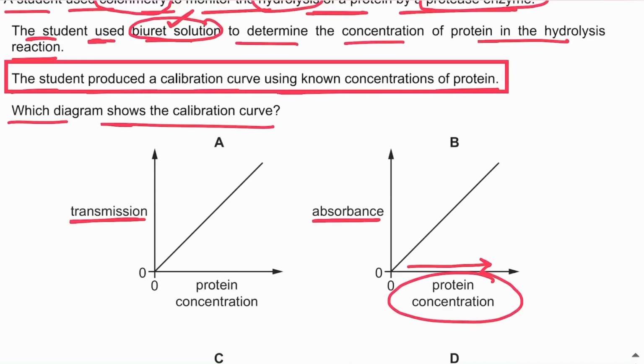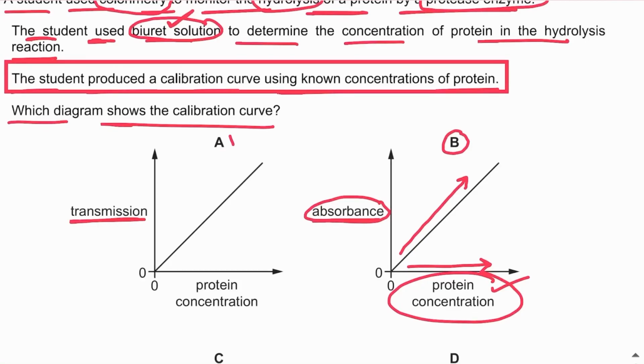So with biuret solution, protein gives a purple color, and the greater the protein concentration, the darker will be the purple color, and there will be more absorbance. So with protein concentration, absorbance of light will increase because the darker the color of the solution, more light will be absorbed and there will be higher absorbance. So the correct calibration curve is B.